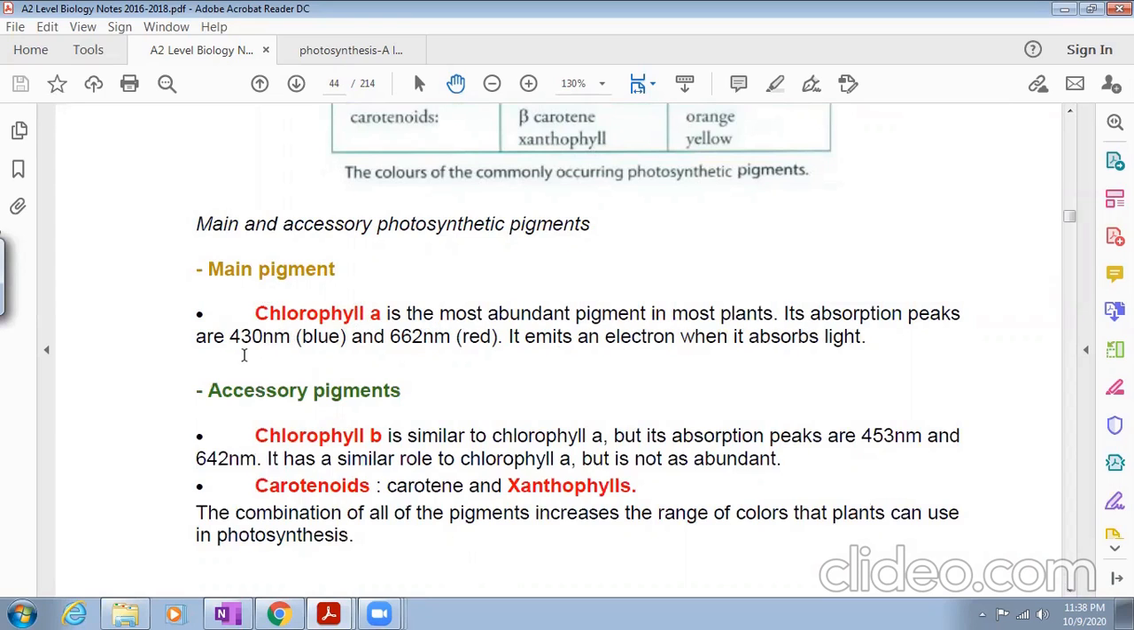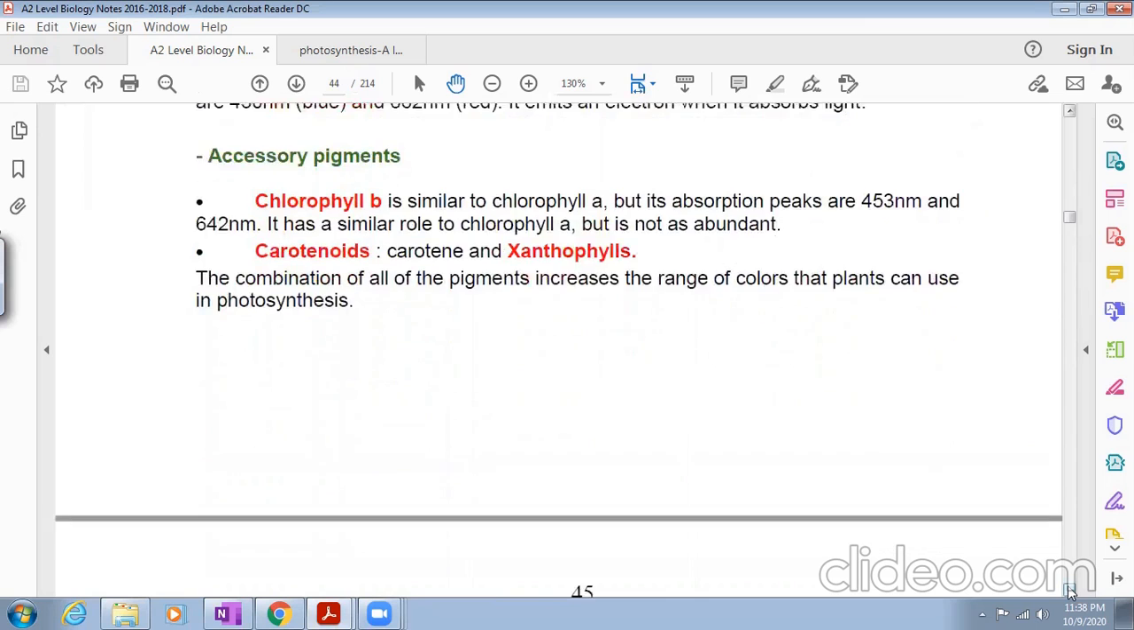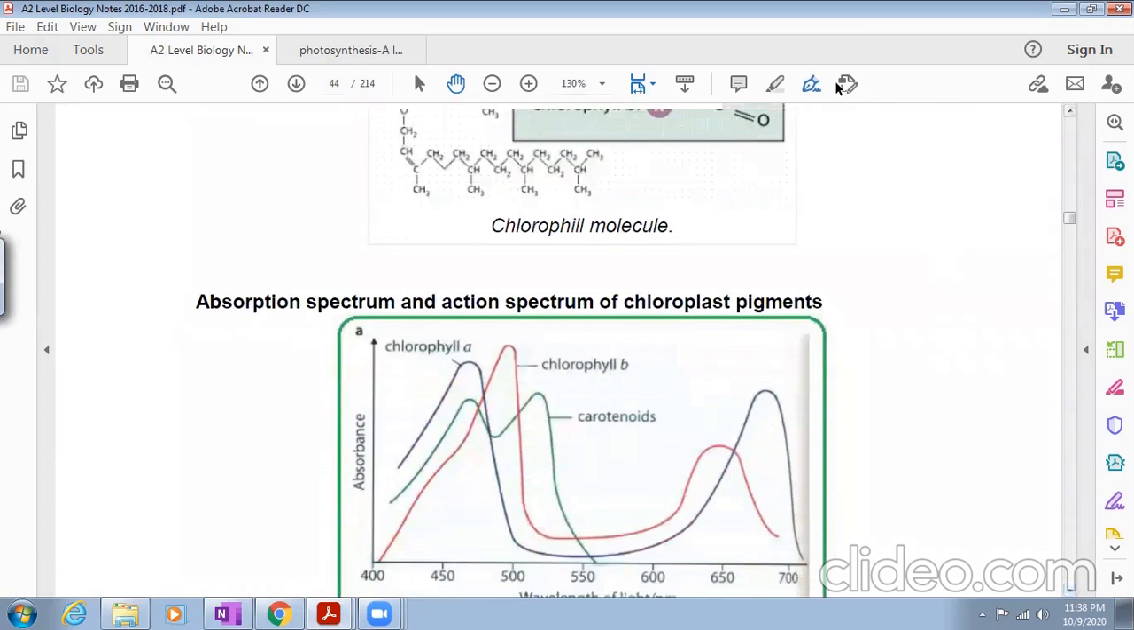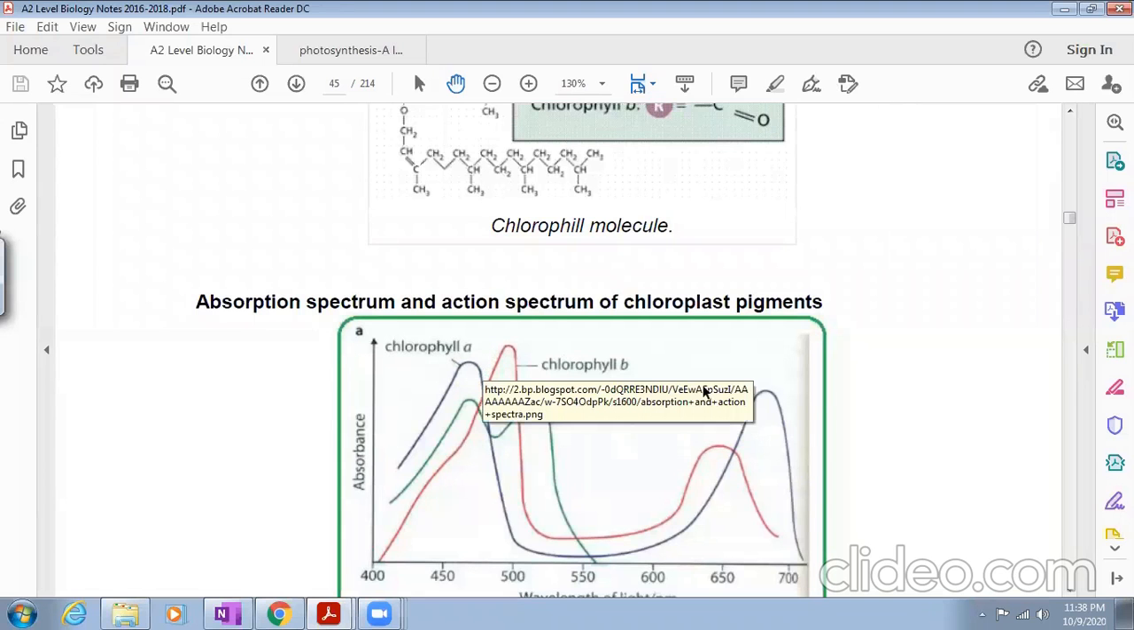Its absorption peaks are 430 nanometers and 662 nanometers. It emits an electron when it absorbs light. While the accessory pigments, chlorophyll B and carotenoids, absorb light, and that light will be transferred to chlorophyll A. And now this is the absorption spectrum, right? And the action spectrum of the chloroplast. So this one is the absorption spectrum.